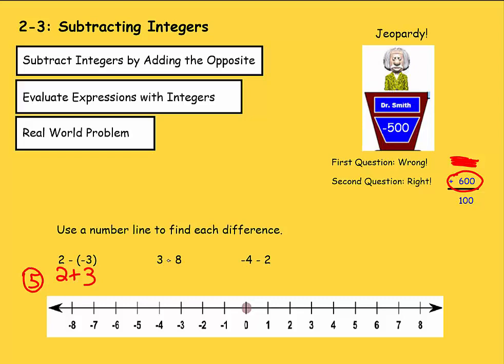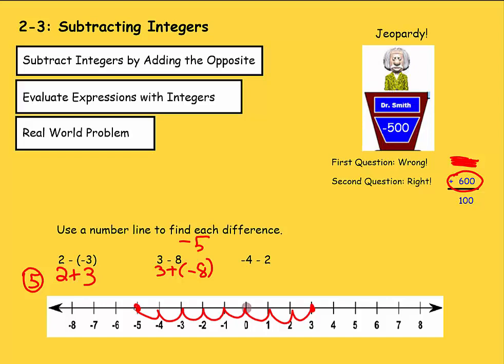For this one, 3 minus 8. If 3 is our starting point and we're subtracting a positive 8, taking away a positive value is a bad thing. So if we're going to rewrite this, we could say 3 plus instead of minus, the opposite of positive 8, which is negative 8. And just like last time, when we add a negative value, we move 8 to the left, which gives us a value of negative 5 for our answer.